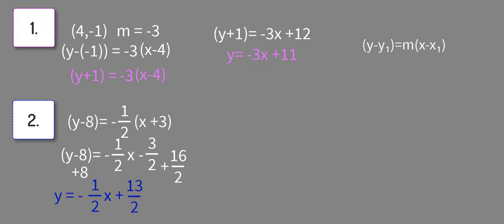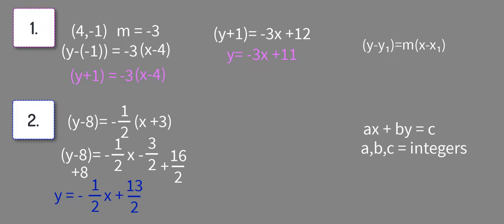Now we're asked for the standard form, so ax plus by equals c. I'll go ahead and write that out here. Ax plus by equals c. That's our standard form. So to get our standard form, we need to know that a, b, and c are all integers. They can't be fractions or decimals.